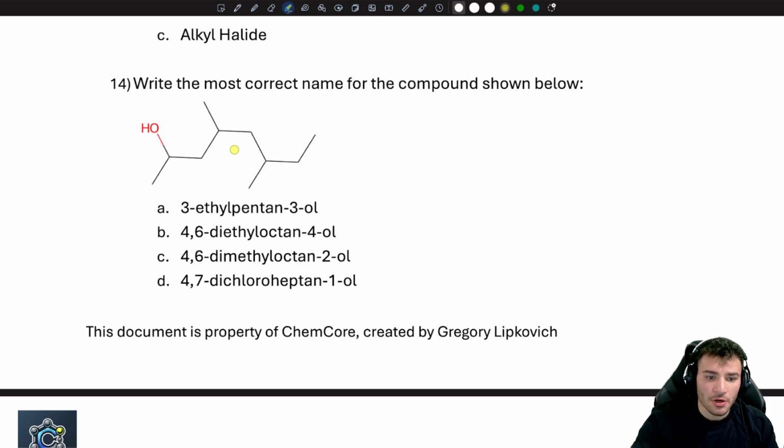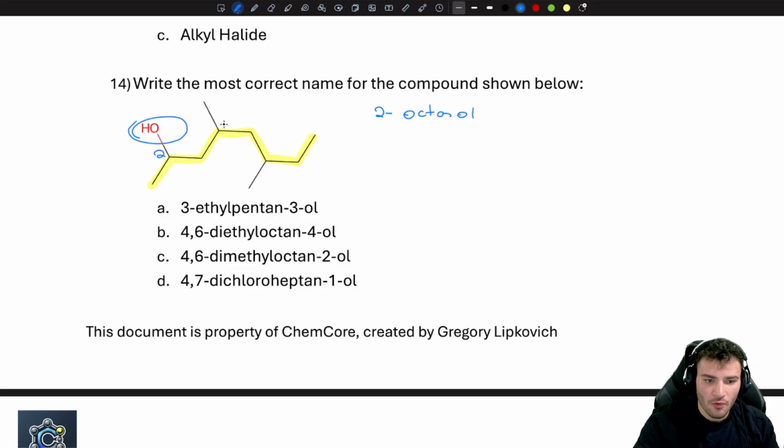Question 14, write the most correct name for the compound shown below. Let's follow our checklist. Let's find the parent chain, 1, 2, 3, 4, 5, 6, 7, 8. So we know it must be octane. And I'm not going to write the whole thing down because you guys see this hydroxyl. It's probably going to be on the number 2 position. So we can right away change it to 2-octanol.